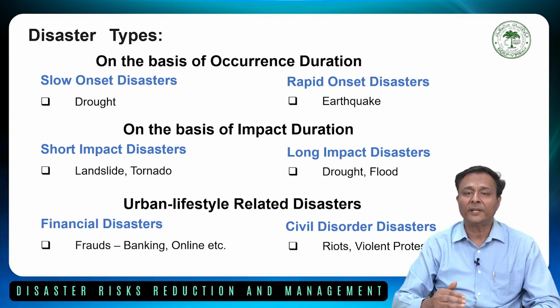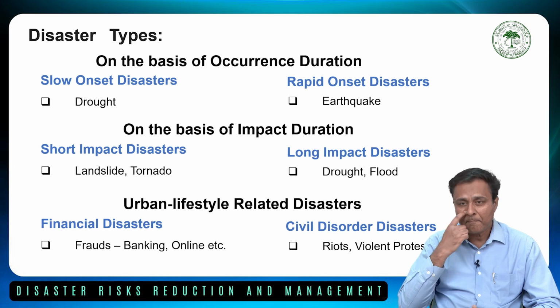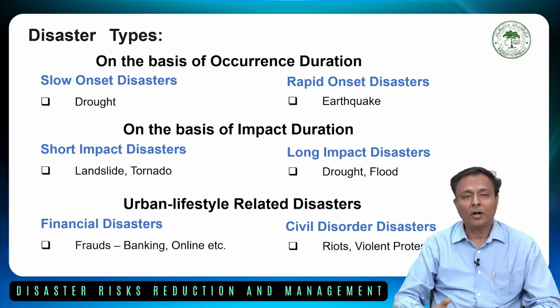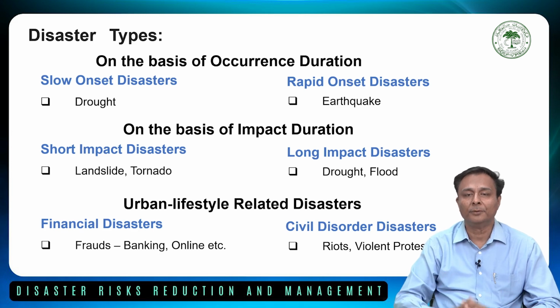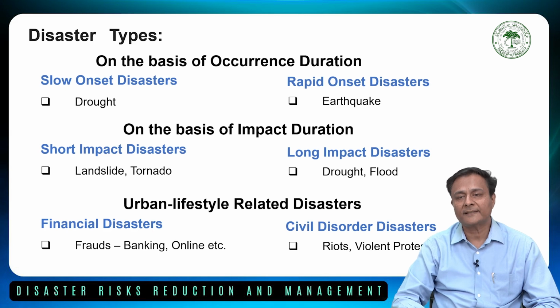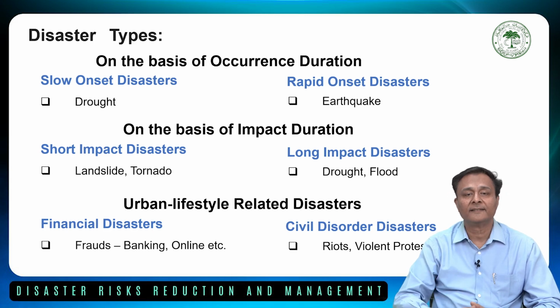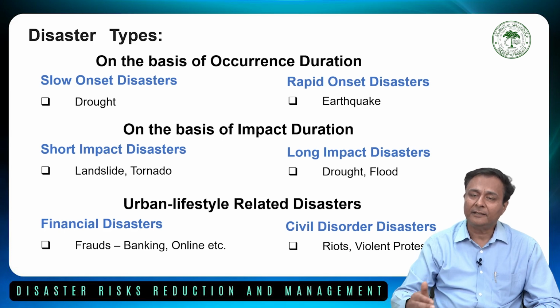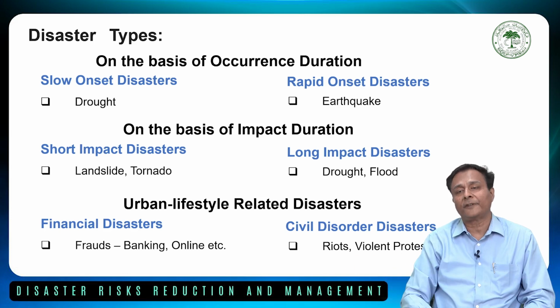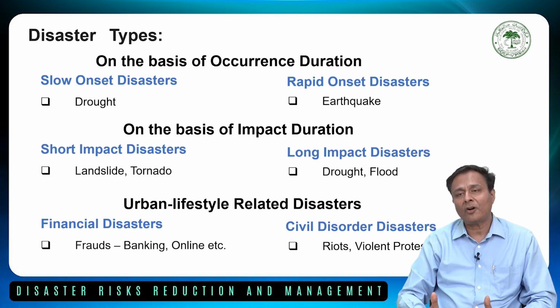Another classification can be on the basis of impact duration, where the impact would be instantly felt. The losses would be instantly felt because of the event. Whereas some disasters impact slowly. So, short impact disasters like landslide, tornado, earthquake, while long impact disasters, the examples are again drought or even floods. It does not instantly impact the human being adversely. It might take some time. Drought takes a very long period of time and continues to affect for a longer period of time. The situation may not be changed very quickly.